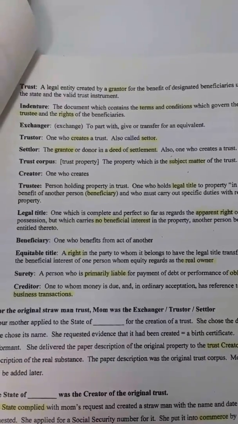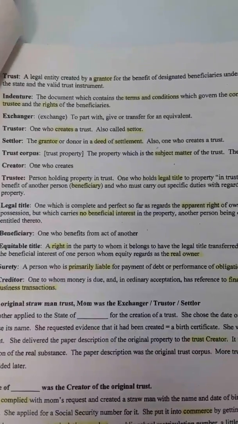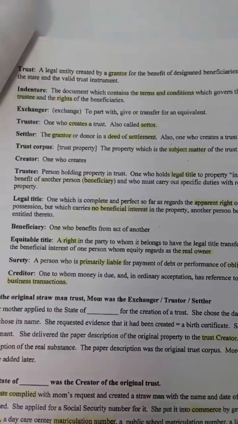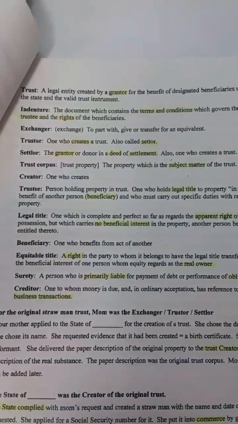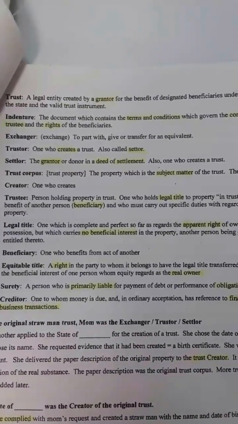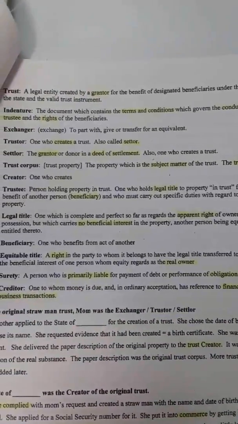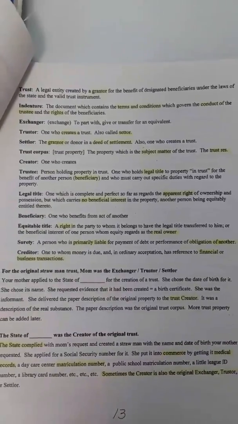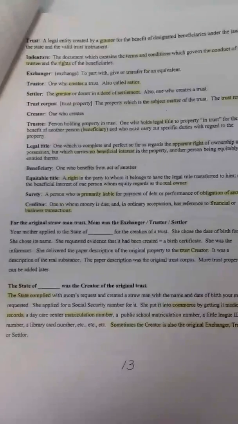Surety: a person who is primarily liable for payment or debt or performance or obligations of another. Who's that? That's the trustee's job, because the trustee's job is the obligation to make sure that the beneficiary is the one who gains. Creditor: one to whom money is due. In ordinary acceptation, it has reference to financial or business transactions. So that's just breaking down what that is, so you can know what's what, who's who, and how you want to occupy your position. So now we're going to go into the straw man.